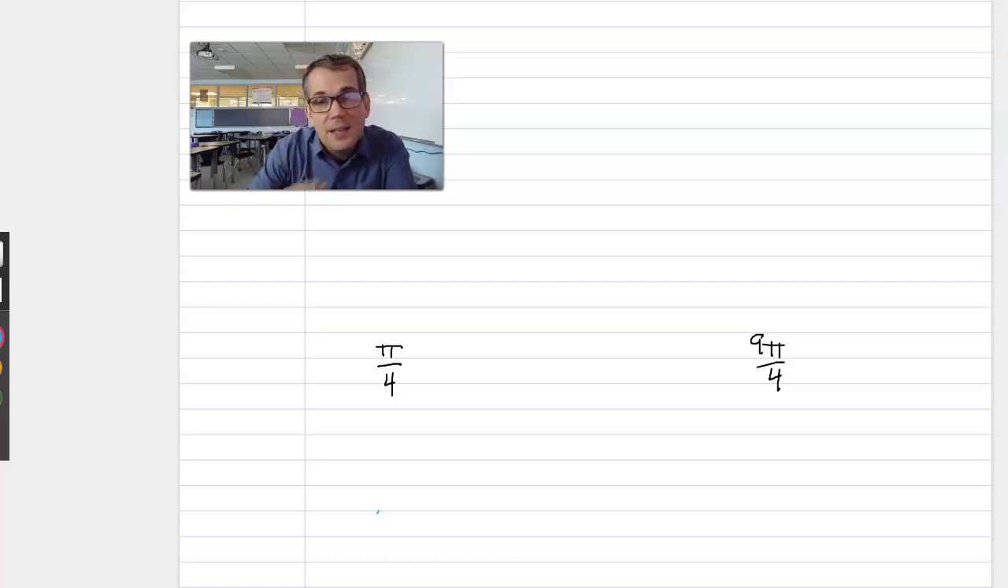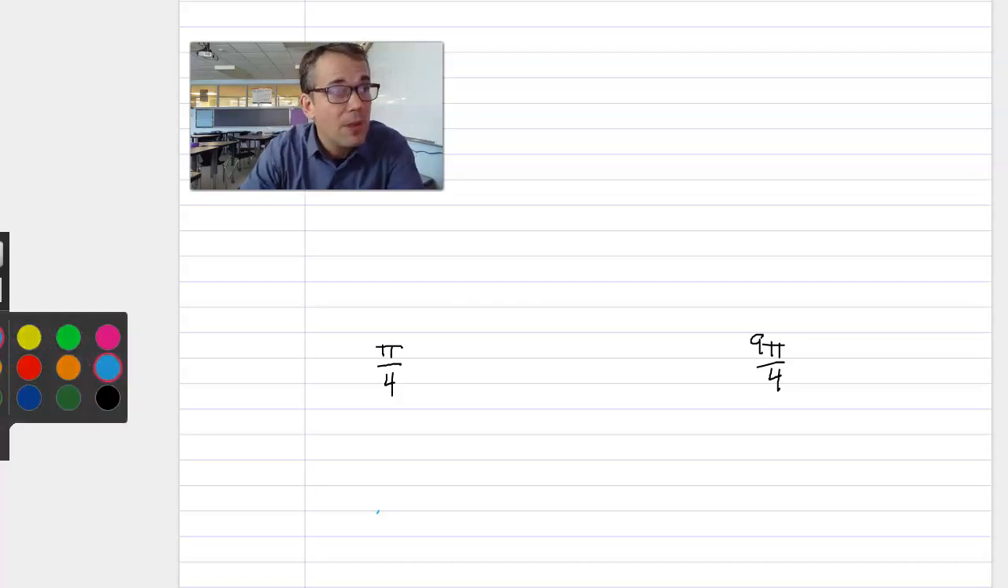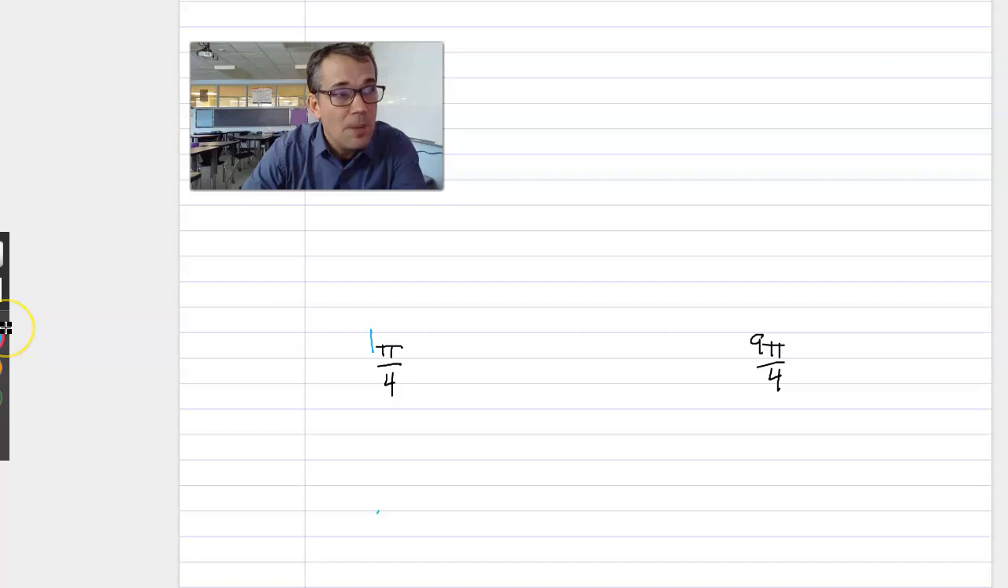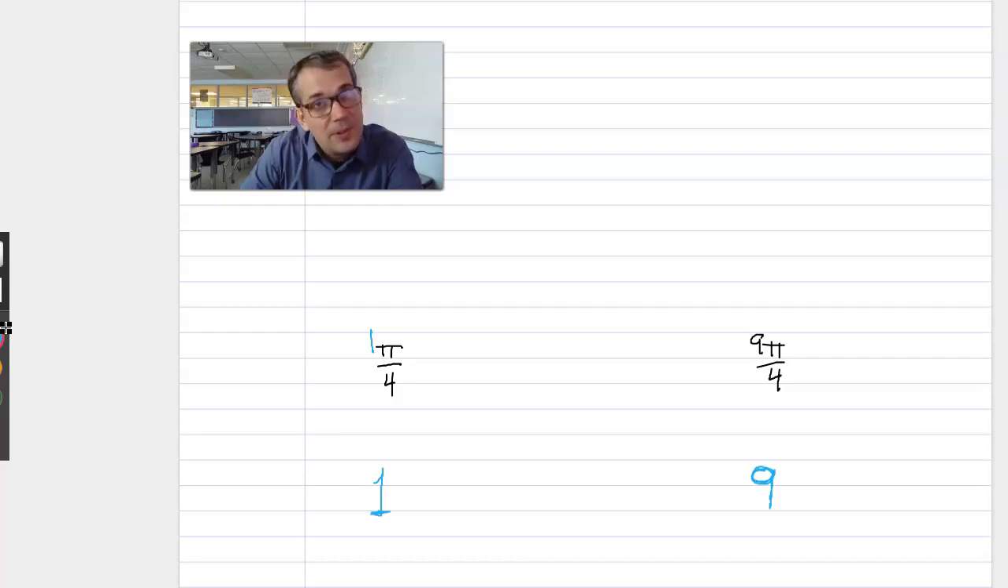The nice thing is if everything's got a pi in it and if everything has the same denominator, for this part of the process, we can pretty much ignore both the denominator and the pi, both the ugly parts. I can think of this as 1 pi over 4 and 9 pi over 4. I can just focus on those coefficients. Now, just to reiterate, that only works well because the denominators are the same. If the denominators were not the same, I would take whatever steps were necessary to make them the same.